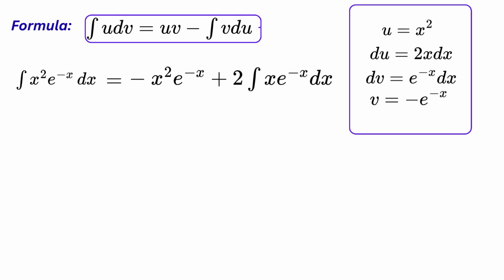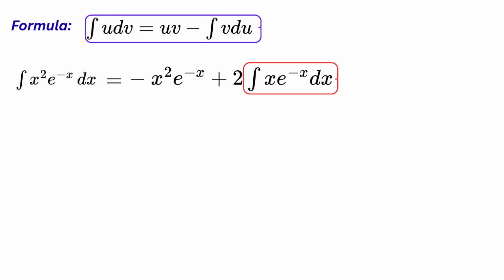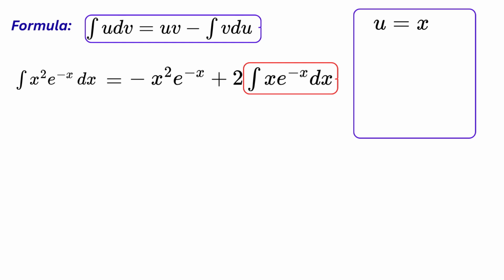Now, solve integral x e to the power of minus x dx. Use integration by parts again. Choose u equals x and dv equals e to the power of minus x dx. Then du equals dx and v equals minus e to the power of minus x.